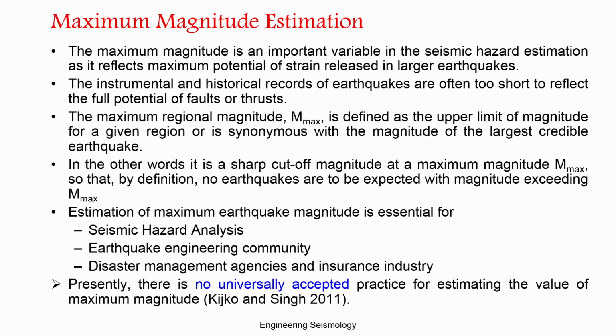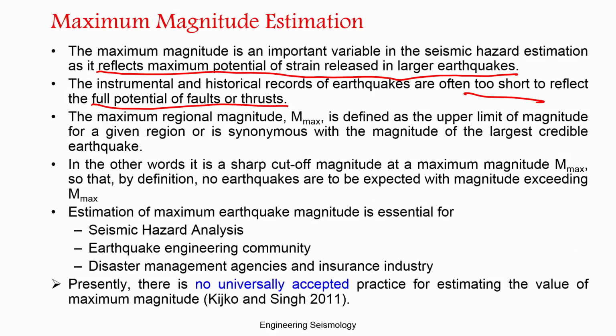Mmax, the maximum magnitude, is an important variable of seismic hazard estimation. It reflects the maximum potential strain released in large earthquakes. The instrumental and historical records of earthquakes are often too short to reflect the full potential of the fault. If you do not have proper instrumentation and proper documentation in historic times, you may not know what the Mmax was, or what potential fault rupture happened in the region.